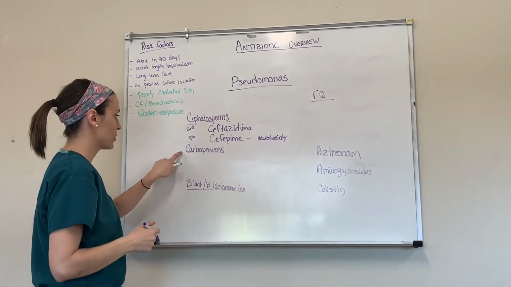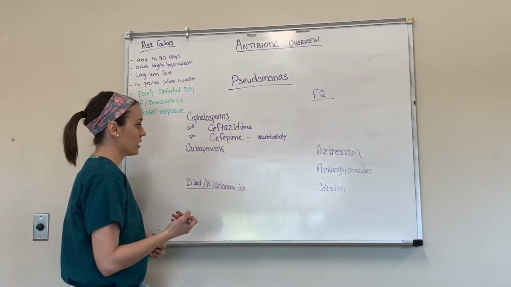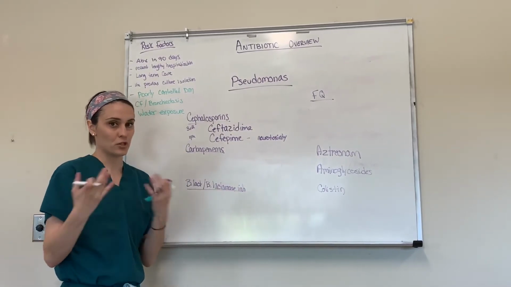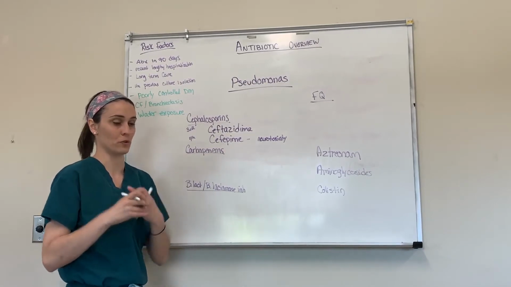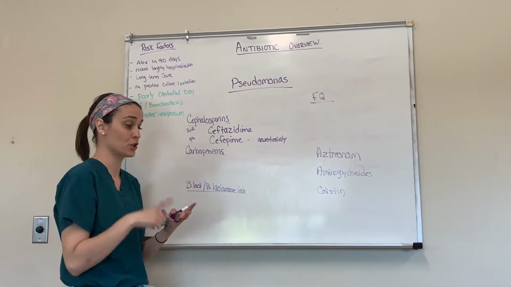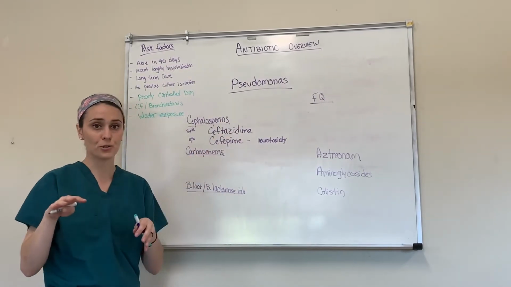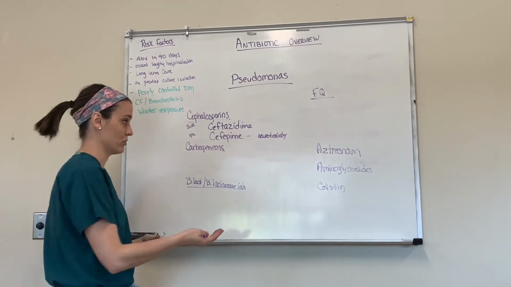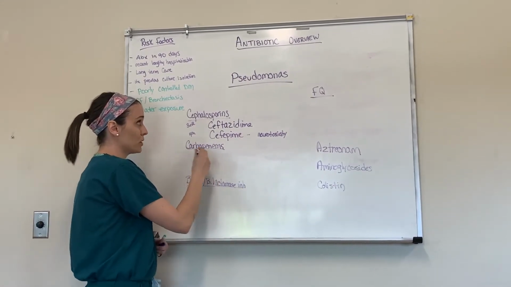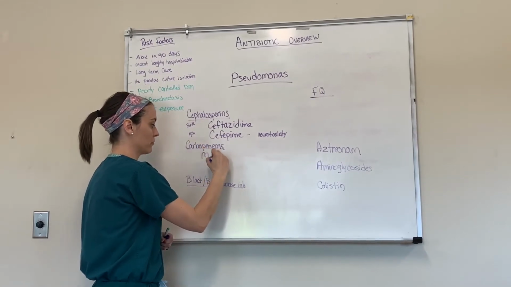The second class we're going to talk about in terms of good empiric Pseudomonas coverage is your Carbapenems. Specifically, we have three major Carbapenems that we use in general in hospital medicine. We have Meropenem, Imipenem, and Ertapenem. When we're looking at Pseudomonas specifically, we want to cross Ertapenem off that list because it doesn't have good Pseudomonal coverage. So really when we're trying to cover this bug, our main workhorse is going to be Meropenem.